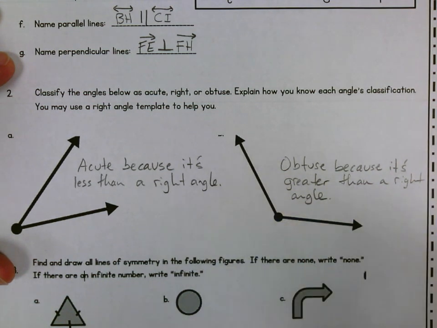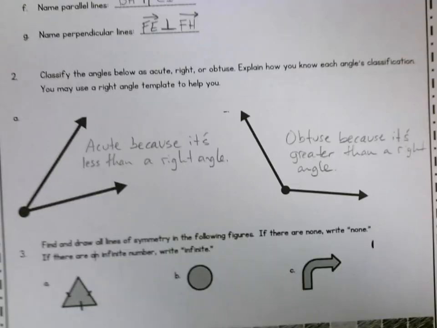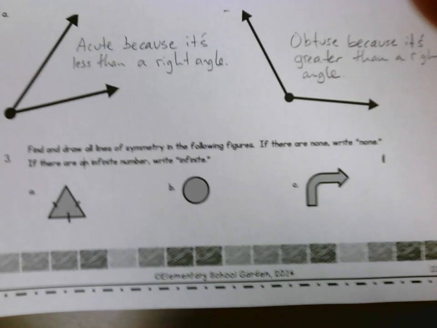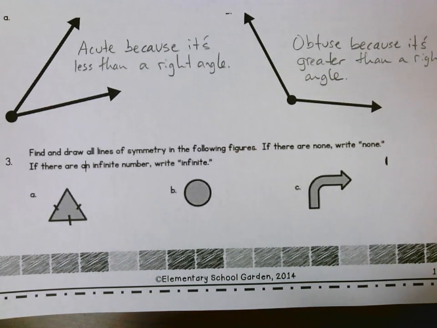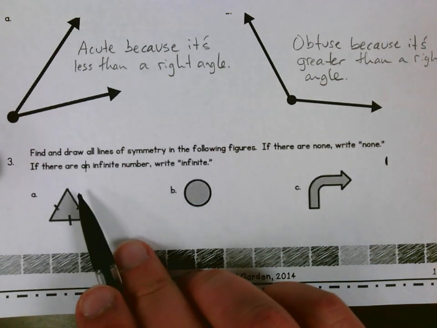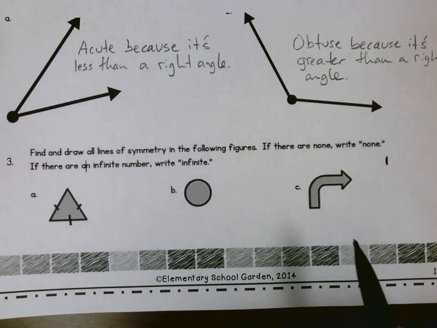All right, now let's look at the last one here. Number 3 says, find and draw all lines of symmetry in the following figures. If there are none, write none. If there are an infinite number, write infinite.